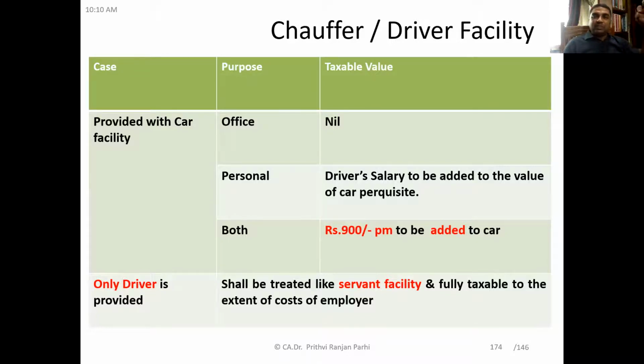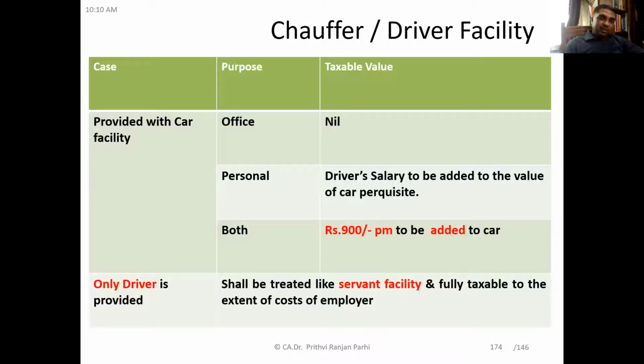Then the taxable value of this driver or chauffeur is like this. If it is for official purpose, taxable value is nil. If it is for personal purpose, then the driver's salary shall be added to the value of car perquisite. And if it is for both, then a fixed amount, that is 900 rupees per month, is to be added to the value of the car. Understood? If a driver is provided, this is how it will be valued.